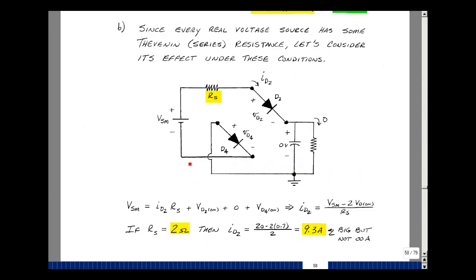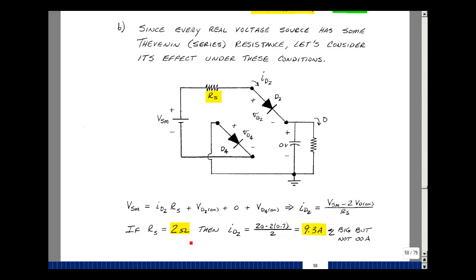With 0 volts here, we'd have current flowing through diodes 2 and 4. But now the rise in voltage equals the drop across the resistor, which is the diode current times R sub s, plus the V_D on, plus 0, plus another V_D on. The current in the diode is V sub s maximum minus 2 diode drops divided by R sub s. Suppose R sub s were 2 ohms. Then you're looking at about 9.3 amps if we assume a drop of 0.7 across the diode. That's not infinity, but that's still a large number compared to what we had before.